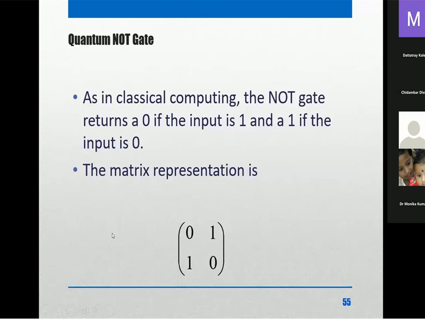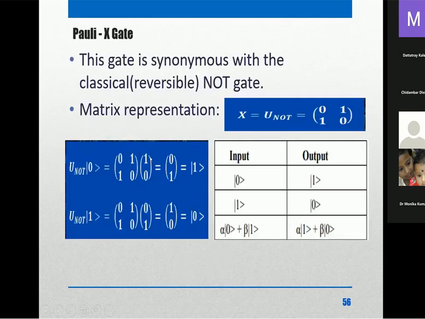Now in a classical computer, the NOT gate returns 0 if the input is 1 and 1 if the input is 0. The matrix represents as 0 1 and 1 0. This happens in a classical computer. Here you can see the Pauli X gate. This gate is synonymous with the classical reversible NOT gate. The matrix is represented as X, with ket 0, 0 1 and 1 0. Ket 0 is the ground level and ket 1 is the excited level.